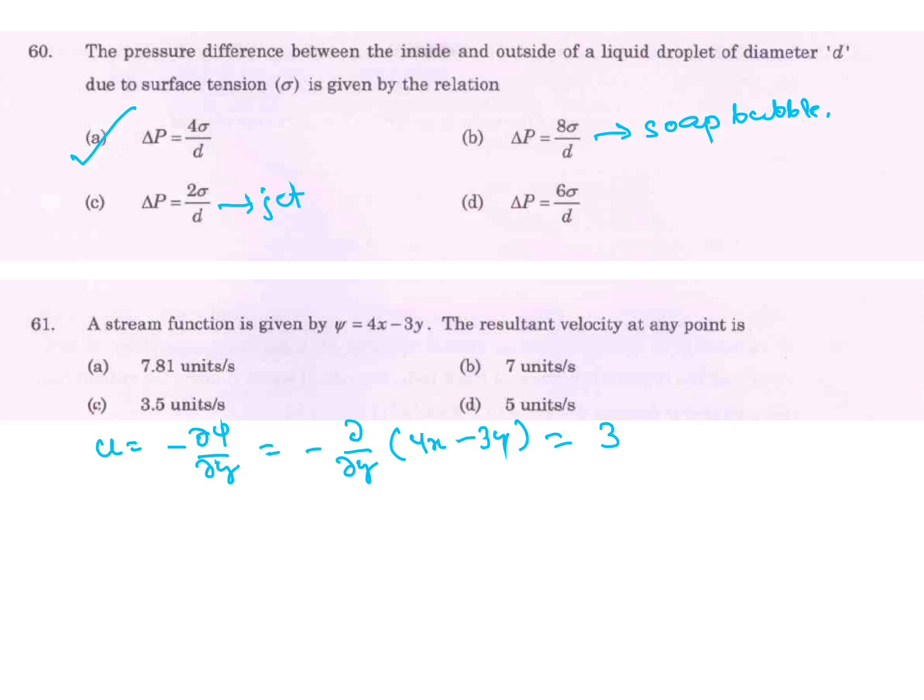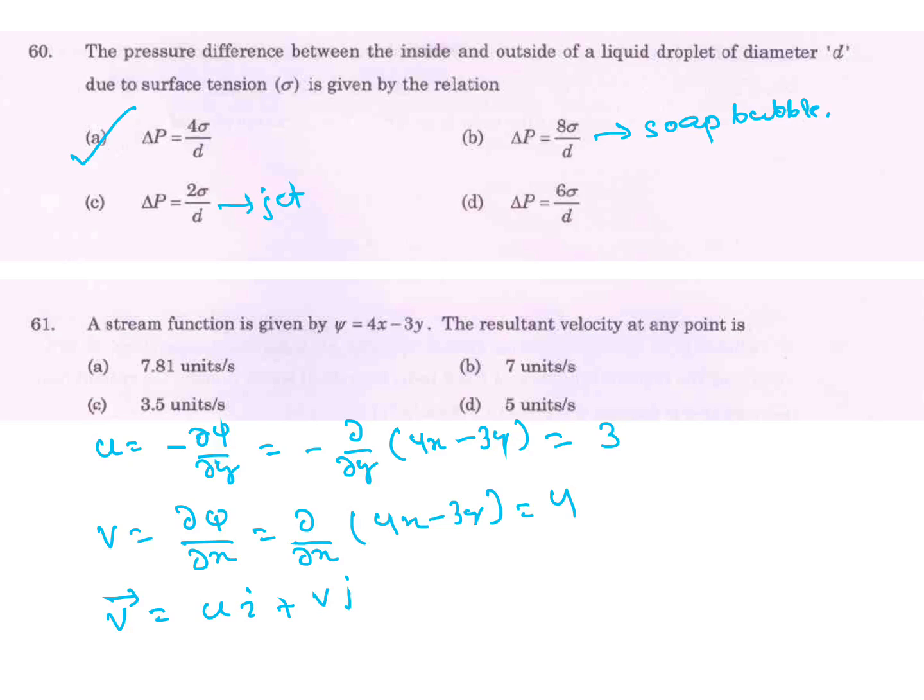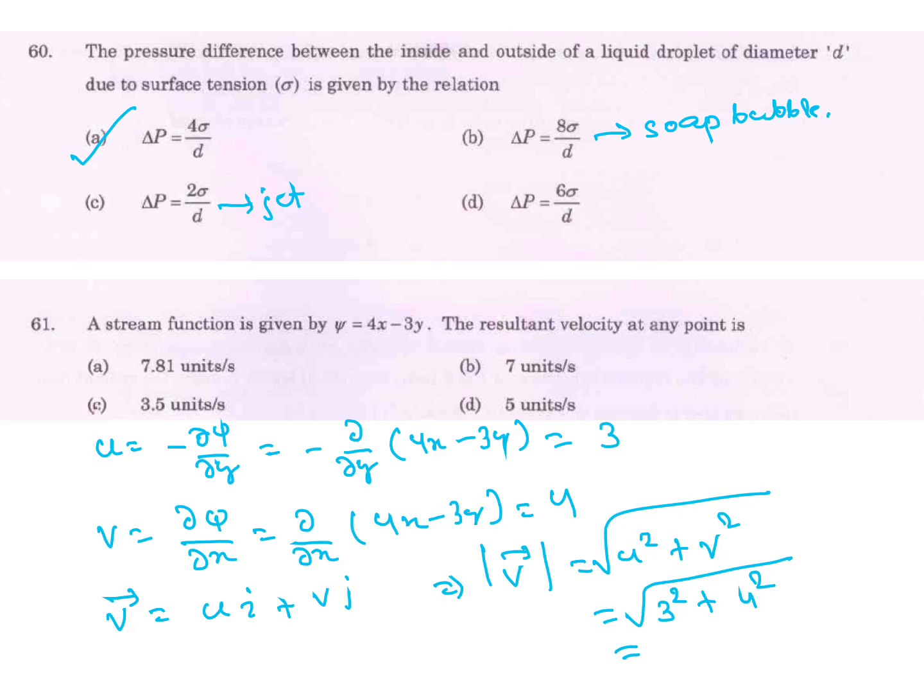Then V equal to del psi by del x. Del by del x of 4x minus 3y. It's 4. So velocity vector is u i cap plus v j cap. So resultant velocity we have to calculate. It's square root of u square plus v square. U we got 3, so square root of 3 square plus 4 square. So 5 units. Resultant velocity at any point is 5 units. So option D is our answer.